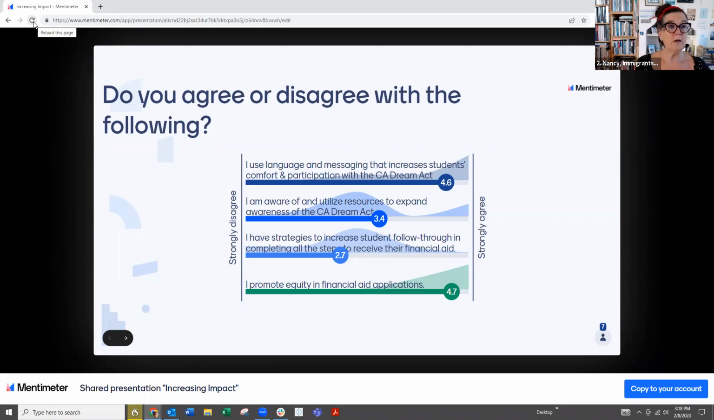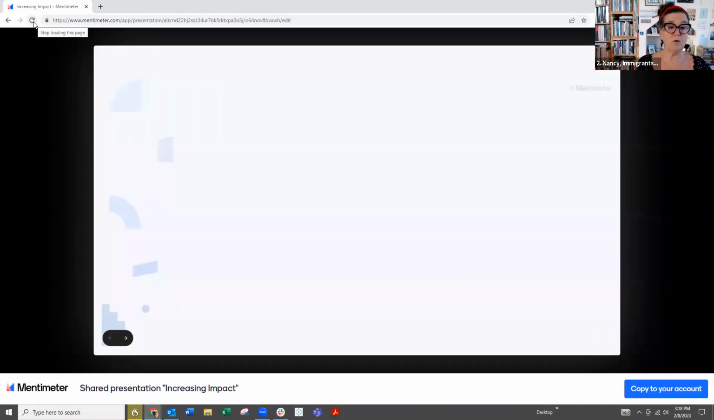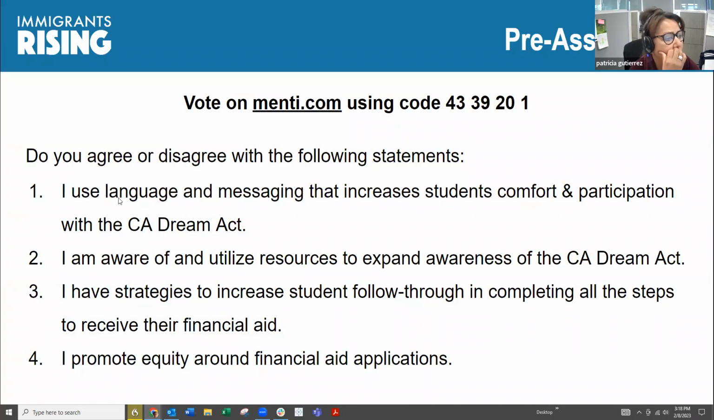So we hope that through today we're going to be able to bring those numbers over, and that you will feel more comfortable in terms of getting the strategies that you need, being aware of resources, and using language and messaging. So thank you so much for participating in that. If you haven't done it yet, you can still go ahead and participate in the poll, and Madeline threw that into the chat if you missed it.